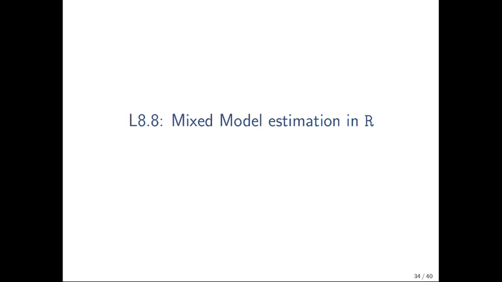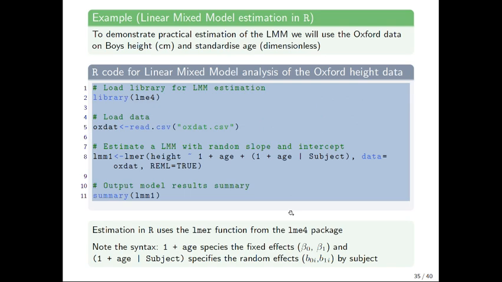Okay, so in this penultimate part of the lecture, I want to demonstrate practical estimation of the linear mixed model in R. And to do that, I'm going to return to the Oxford data on boys' heights in centimetres and standardised age. And standardised age is dimensionless. It's simply allowing for an easier comparison of individual growth curves on a standardised basis. So I've included the R code for the linear mixed model on the slide.